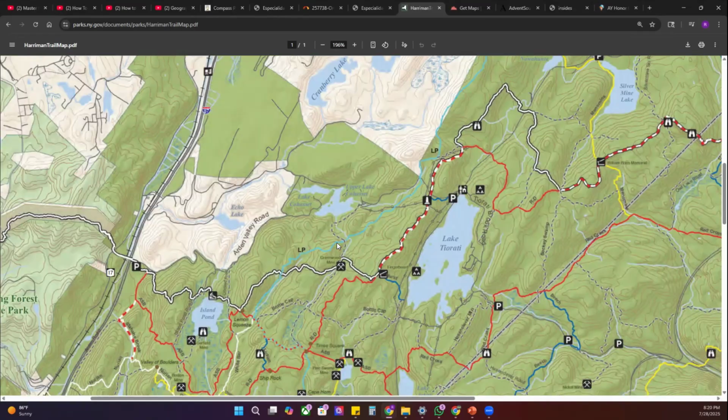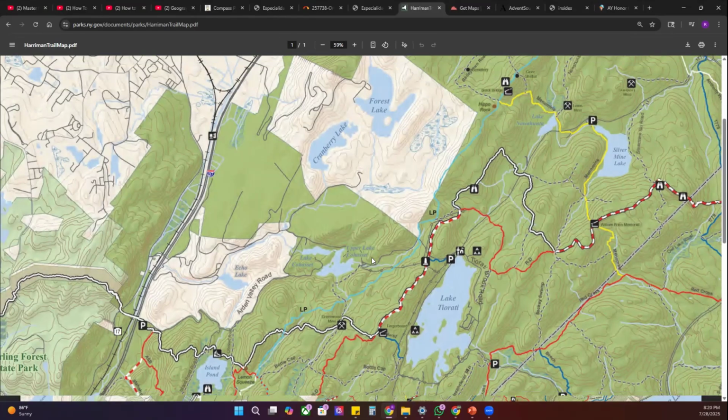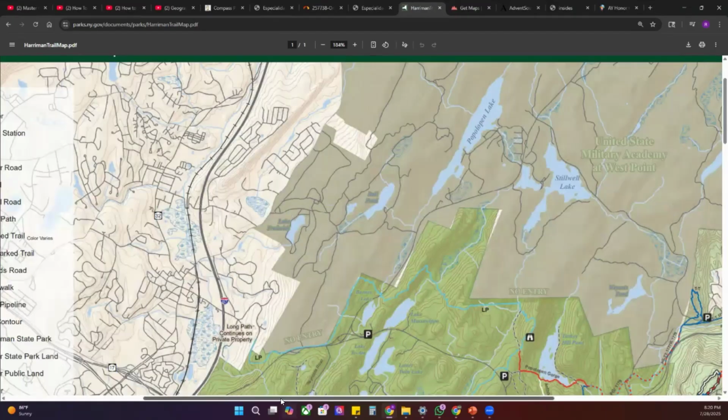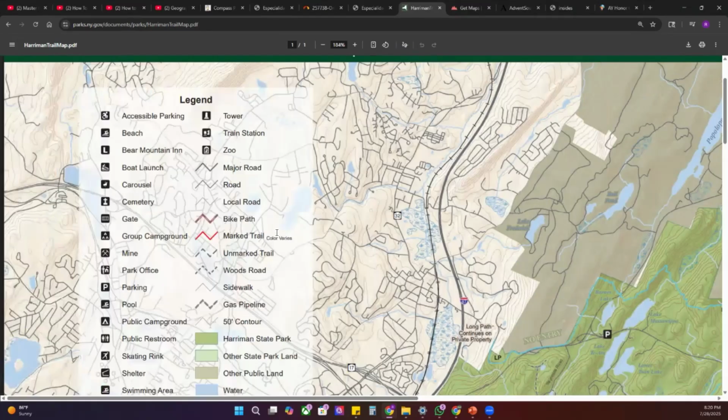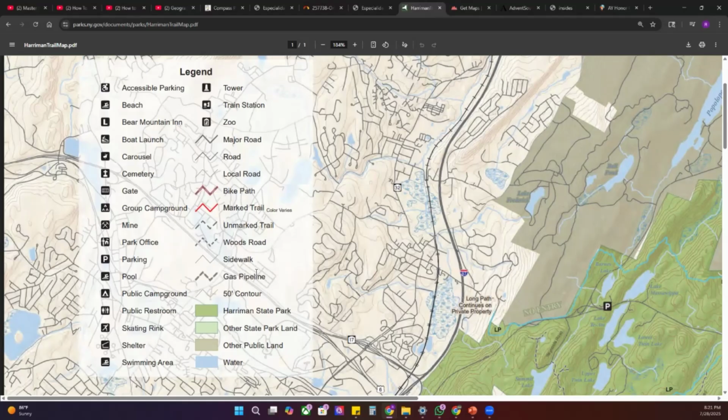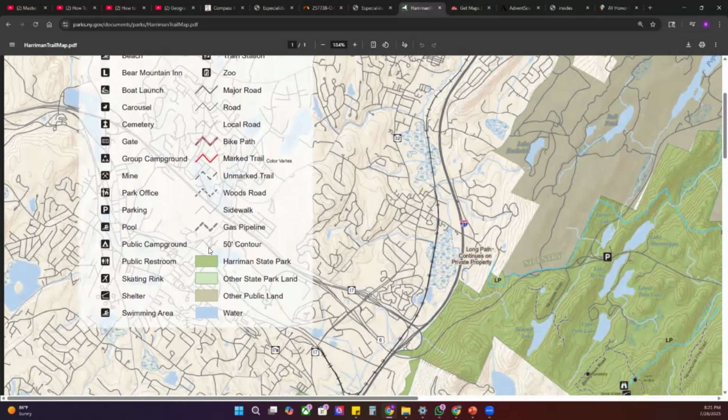So let's go back to our trail map. One second. Let me go up here to the legend. Oh, it went too far away to the legend. So you see here we have several types of lines. We have a line indicating a major road, a smaller road, a local road, a bike path, marked trail, unmarked trail, the woods, the sidewalk, the gas pipeline, right? And then it shows you that we have contour lines, and the distance between each contour line is 50 feet.